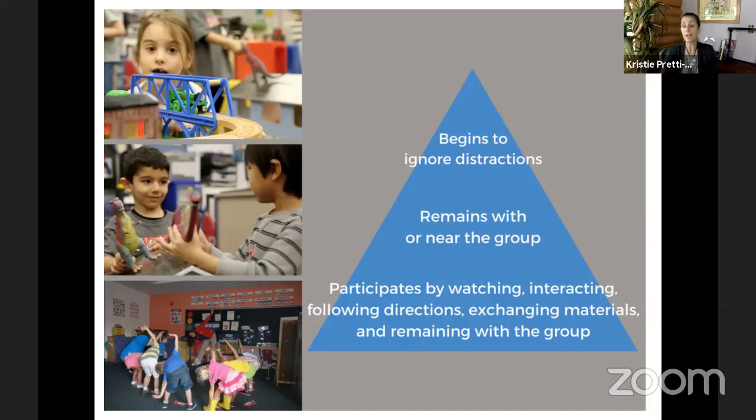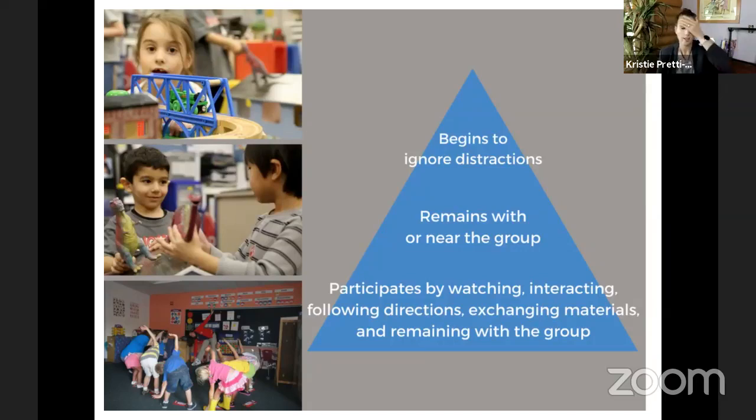So we first have to define what we mean by participate. You might think everybody has agreement. Nope. So write it down. Talk about it. Okay. Participates means kids can watch what's going on, interact with the materials and people that are going on, can follow directions, can exchange materials back and forth, and can kind of hang out with the group.